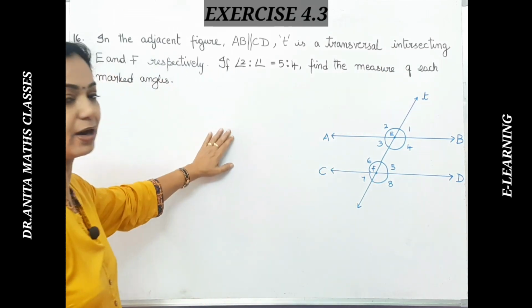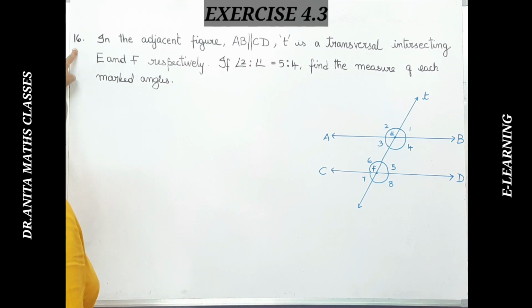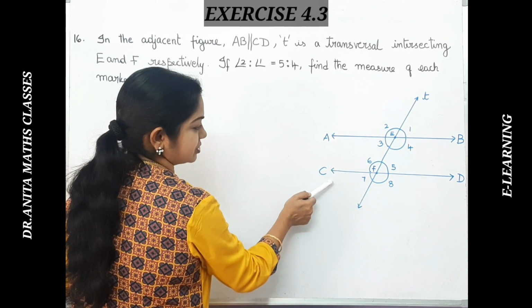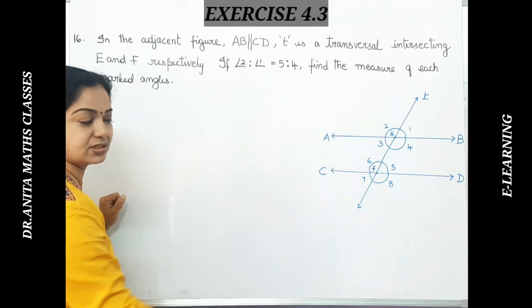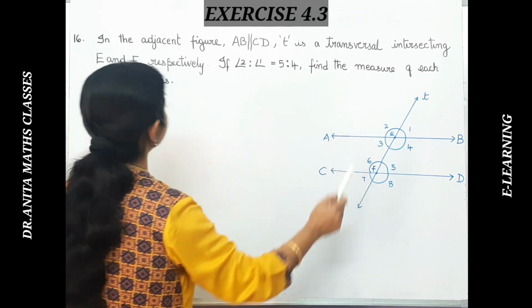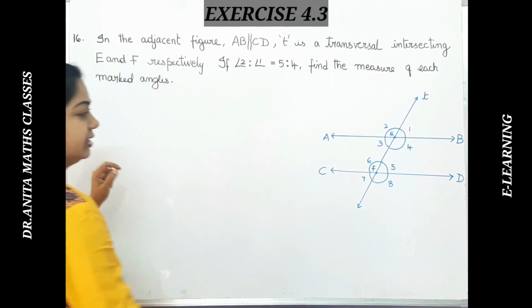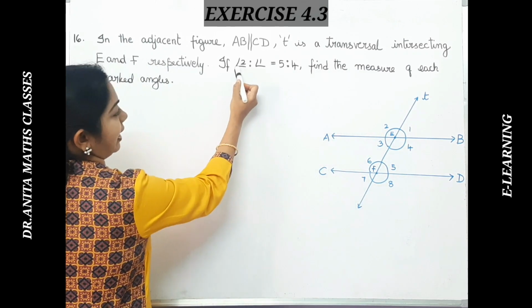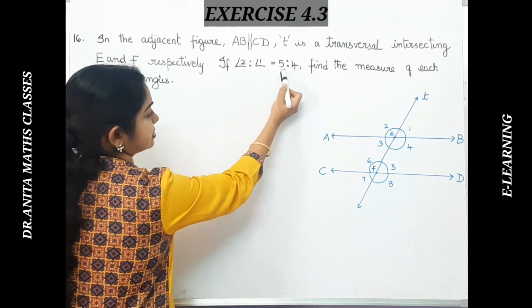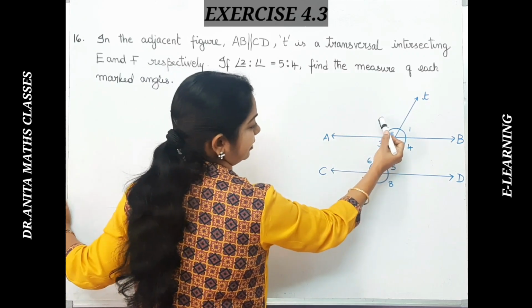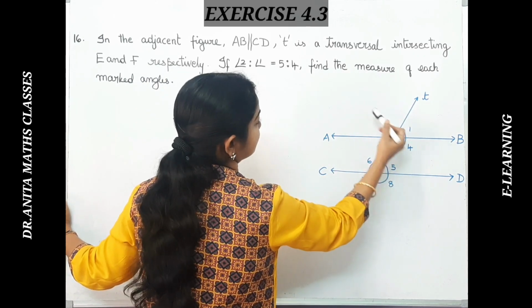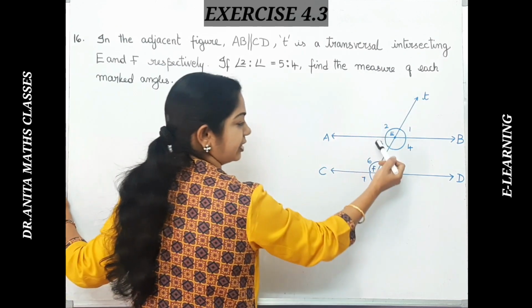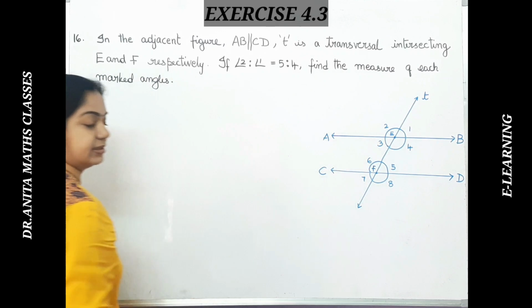And the continuation part of exercise 4.3, here the 16th one: in the adjacent figure, line AB is parallel to line CD, T is a transversal intersecting at E and F respectively. The points of intersection are E and F. If angle 2 is to angle 1 is equal to 5 is to 4, so the ratio is given as 5 is to 4. Find the measure of each marked angle.